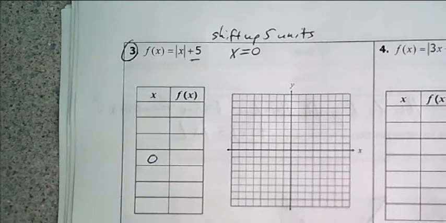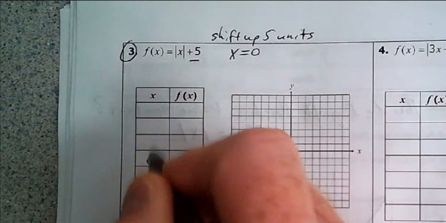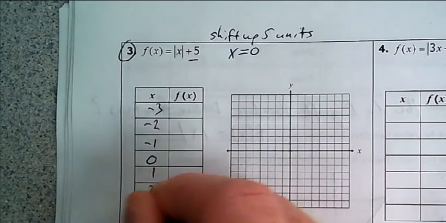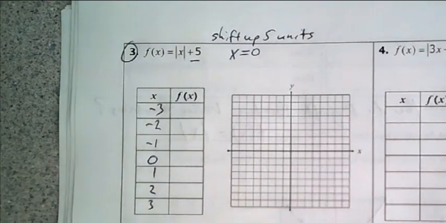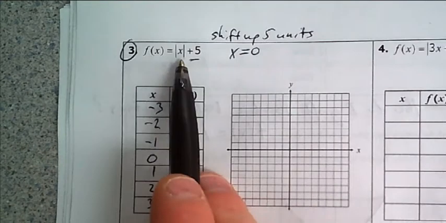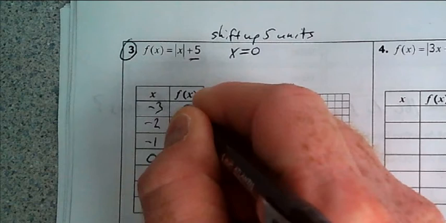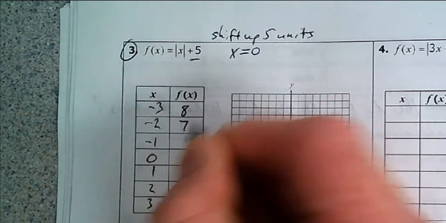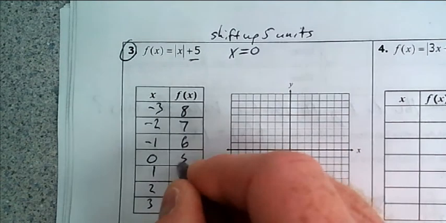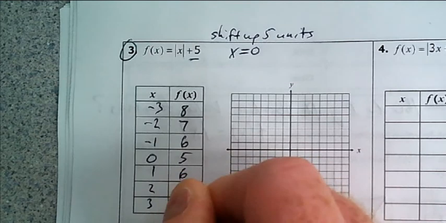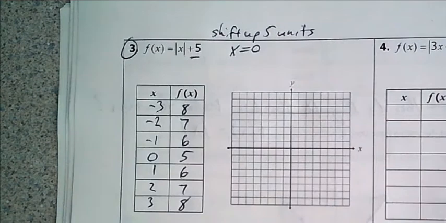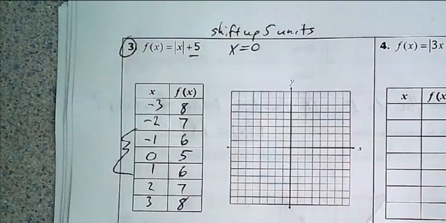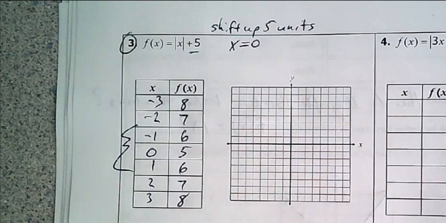Now, like we've done before, we're going to subtract 1 to go up, add 1 to go down, so minus 1, minus 2, minus 3, 1, 2, 3. And then we plug into the function. So absolute value of negative 3 is 3, plus 5 is 8. Negative 2 plus 5, absolute value of negative 2 plus 5 will be 7, 6. Alright, 5, and then start over. 6, 7, 8. Okay, so it goes back up to 8. Now again, technically all we need are these 3 points. But if you want to do more, you can.